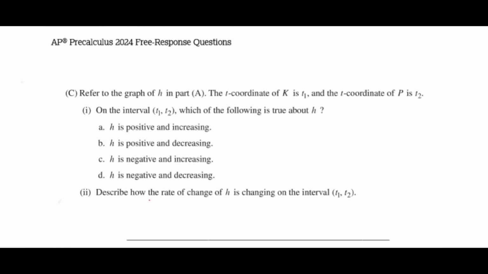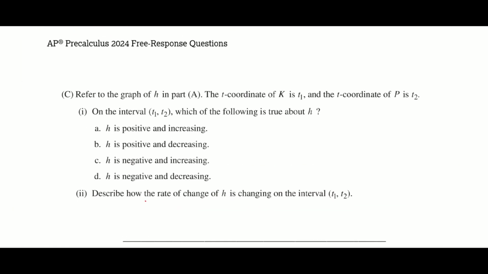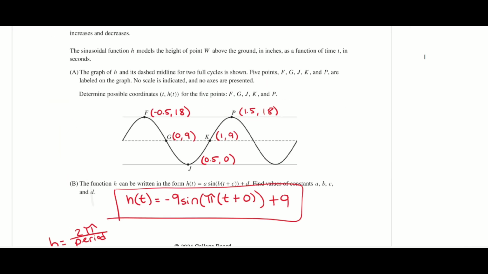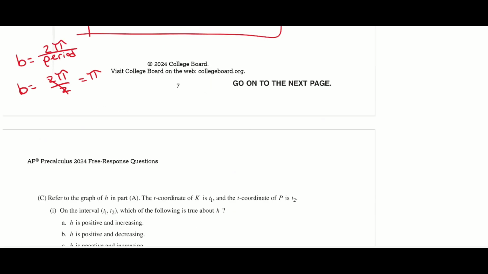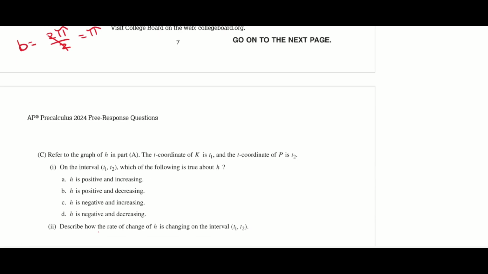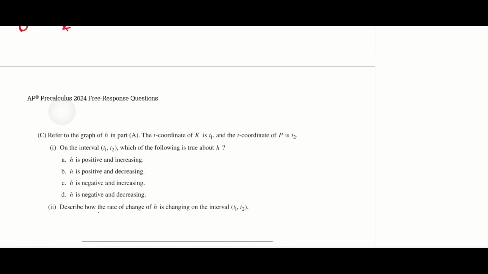Okay, let's continue. Refer to the graph of h in part A, the t coordinate k. So k is t1 and p is t2. So this is t1, this is t2, so we're analyzing this part of the graph. And it's asking which is true. So it's positive, decreasing, positive, negative.